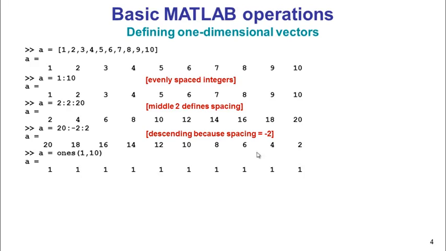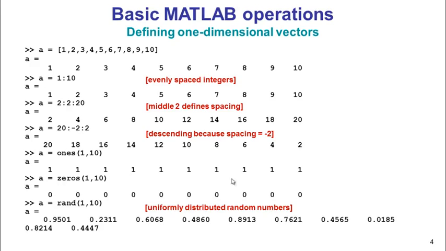A couple other useful MATLAB commands. If you wanted to have a series of 10 numbers, but to have them not be in ascending or descending order, the ones command gives you a bunch of numbers, all equal to 1, within the same vector. You could have 10 zeros instead of 10 ones, or you could have 10 random numbers. In this case, they're uniformly distributed random numbers, all between 0 and 1.